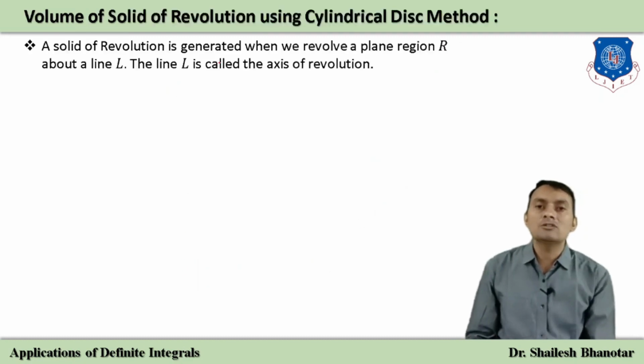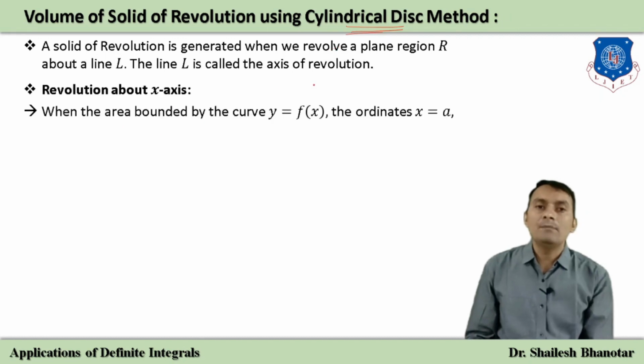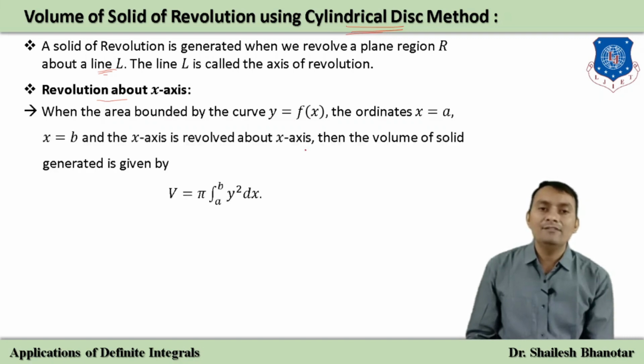Now the volume of a solid of revolution using the cylindrical disc method. We are going to talk about the cylindrical disc method. The region is rotated about a line L, which can be the axis of revolution. So what will be the formula? I'm going to focus on revolution about the x-axis, when the area is bounded by y equals f(x) and the coordinates.